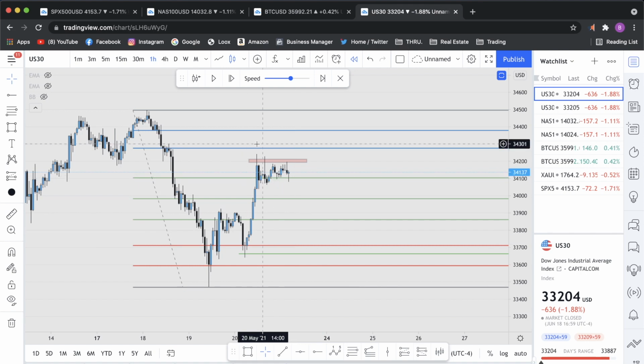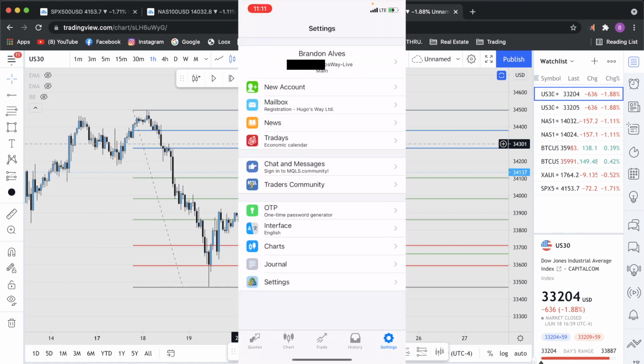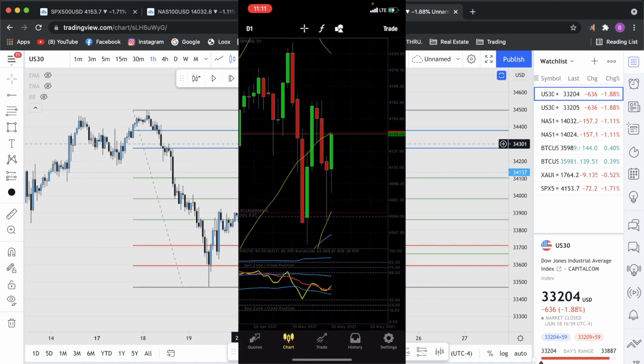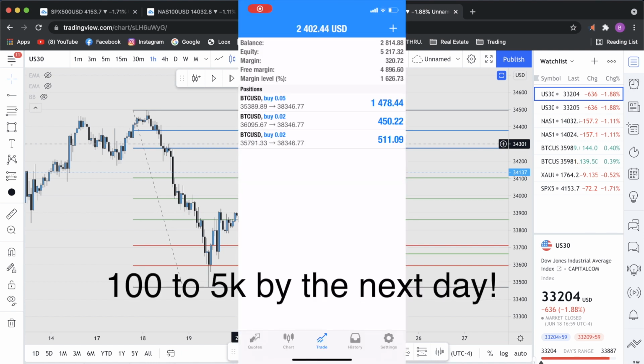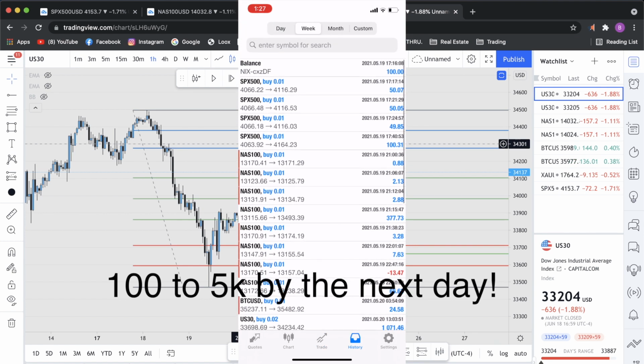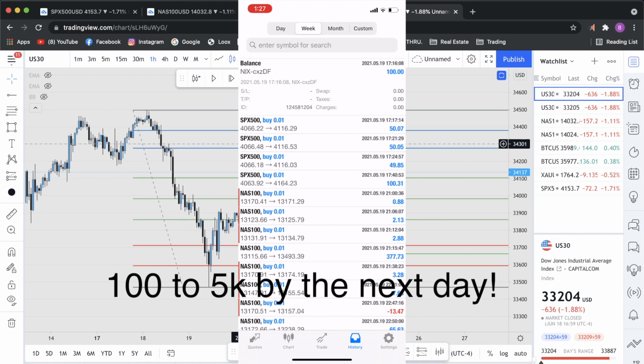That's it. I literally took about 10 trades. I started with SPX, moved over to NAS. I took a Bitcoin trade, which I usually don't do, but that played out very well. And then I went straight to US 30. That's how I turned $100 into $3.5K in less than 24 hours.